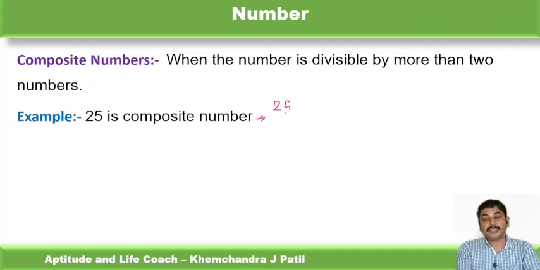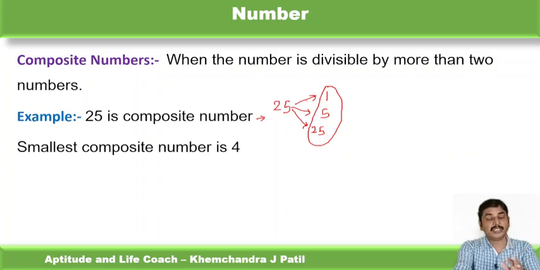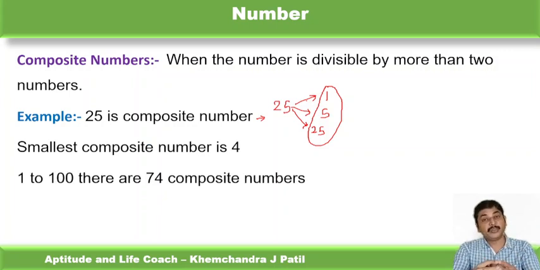Why? 25 is divisible by 1, 25 is divisible by 5 and 25 is divisible by 25 also. So 25 is divisible by more than two numbers, that's why it is a composite number. And the smallest composite number is 4. From 1 to 100 there are 74 composite numbers.